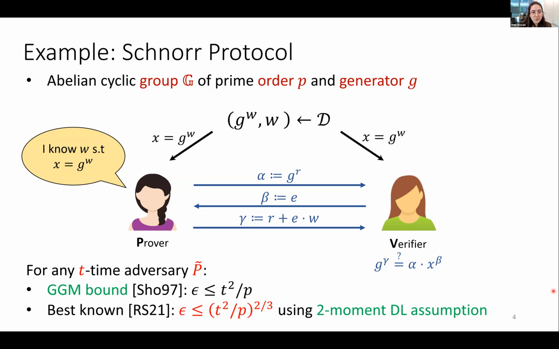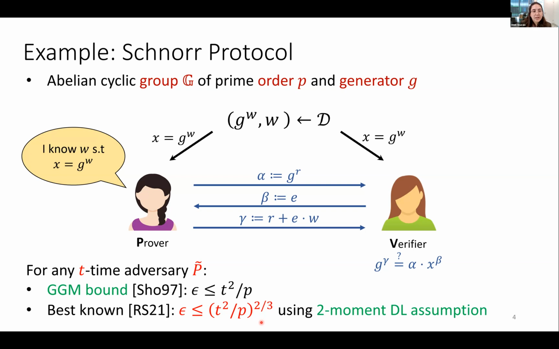The security for the Schnorr protocol is usually proven by a reduction to the discrete logarithm problem. Shoup showed that every t-query algorithm solves discrete log with probability at most t squared over p, while the best-known security bound for the Schnorr protocol, recently shown by Rotem and Segev, is bounded by t squared over p to the power of 2/3. In order to derive this bound, they used a new assumption that they call the second moment assumption, and we will define it later on in this talk.